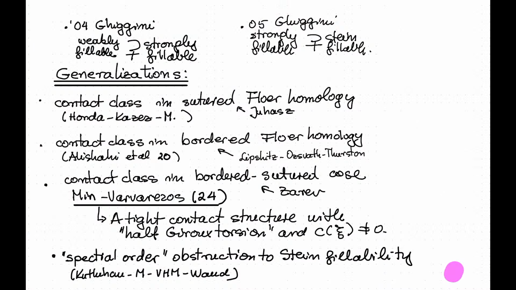Then there is a refinement, not a generalization, of a contact class that we call spectral order, that's in my joint work with Kutluhan, Van Han, Morris, and Wang, that gives another obstruction to Stein fillability that can be used when contact class is non-zero.